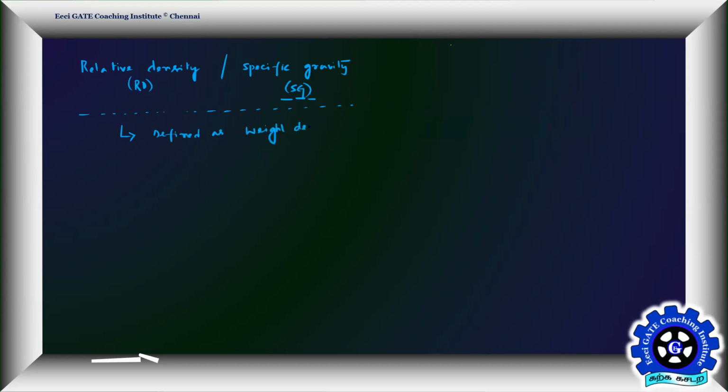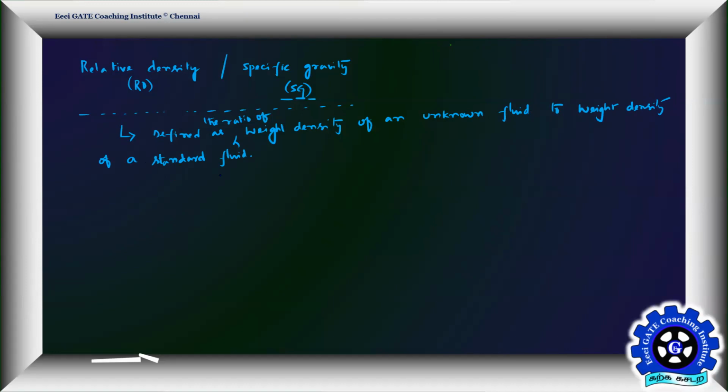Relative density or specific gravity is defined as the ratio of weight density, that means the gamma, of an unknown fluid to the weight density of a standard fluid. This is a definition. Please be careful with the definition. A ratio of weight density of an unknown fluid to weight density of a standard fluid.